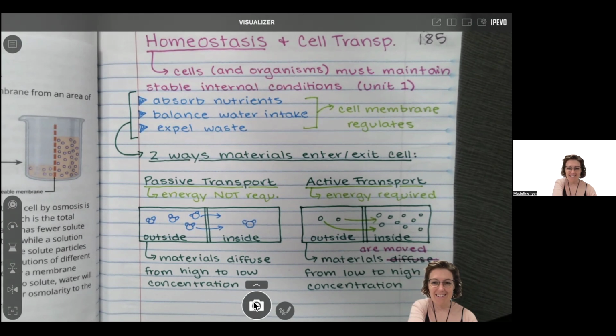You can practice. Whoops. I just took a picture. How did I do that?